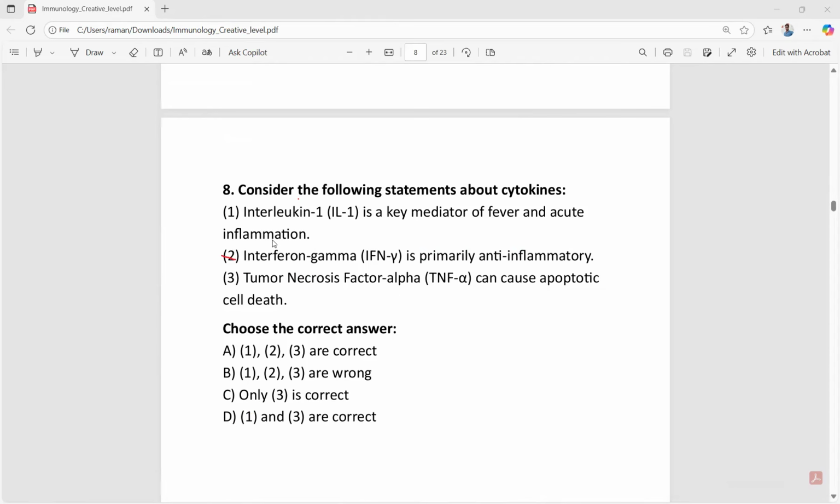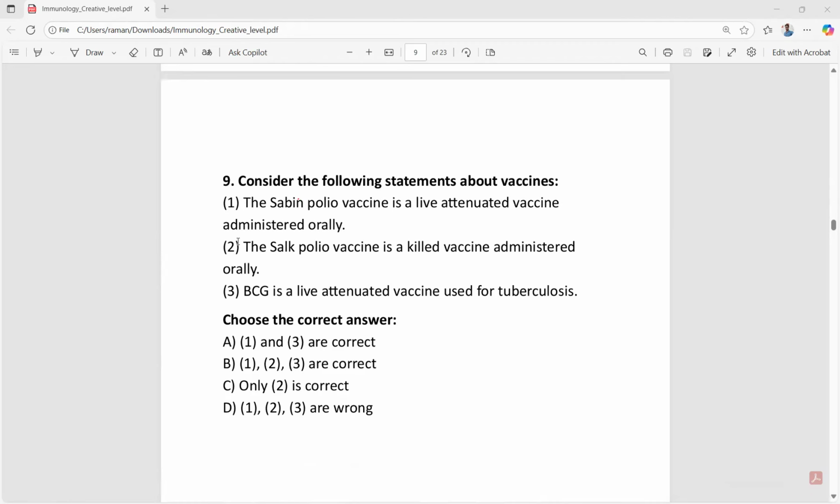Okay, let's go to the next question. This is about vaccines. Consider the following statement about vaccines. Vaccines syllabus so we have to be really thorough with this one. The Sabin polio vaccine is a live attenuated vaccine administered orally. Sabin oral vaccine. Okay, so 1 is the right answer.